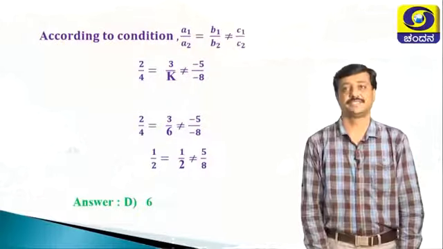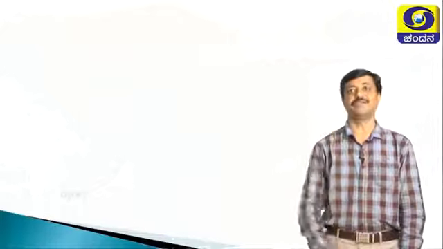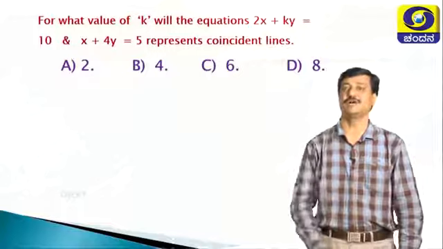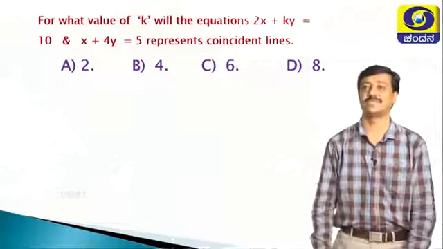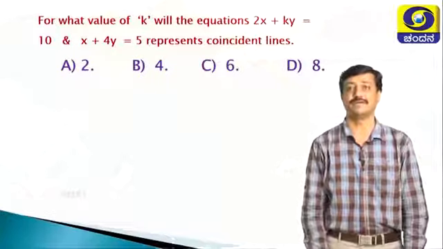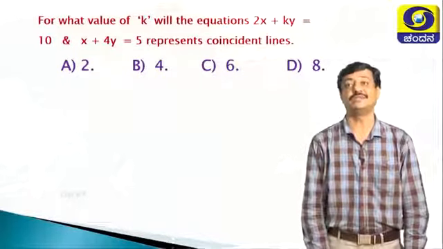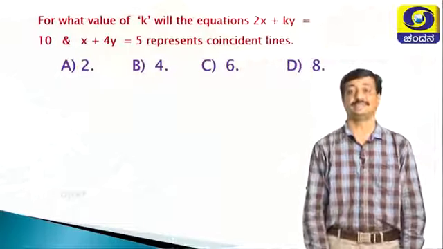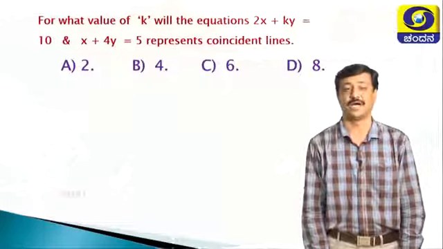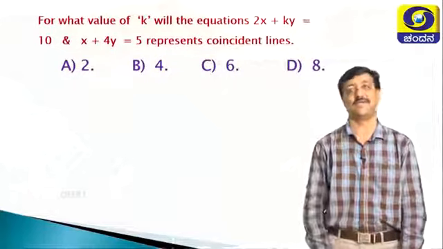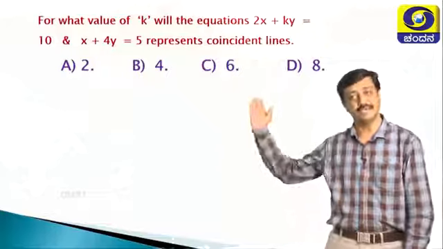Now, let us see the second question based on the same table. It says, for what value of k will the equations 2x plus ky equal to 10 and x plus 4y equal to 5 represent coincident lines. Here the condition given is coincident lines and also there are 4 options. Option A 2, option B 4, option C 6, option D 8. Let me solve along the same lines.